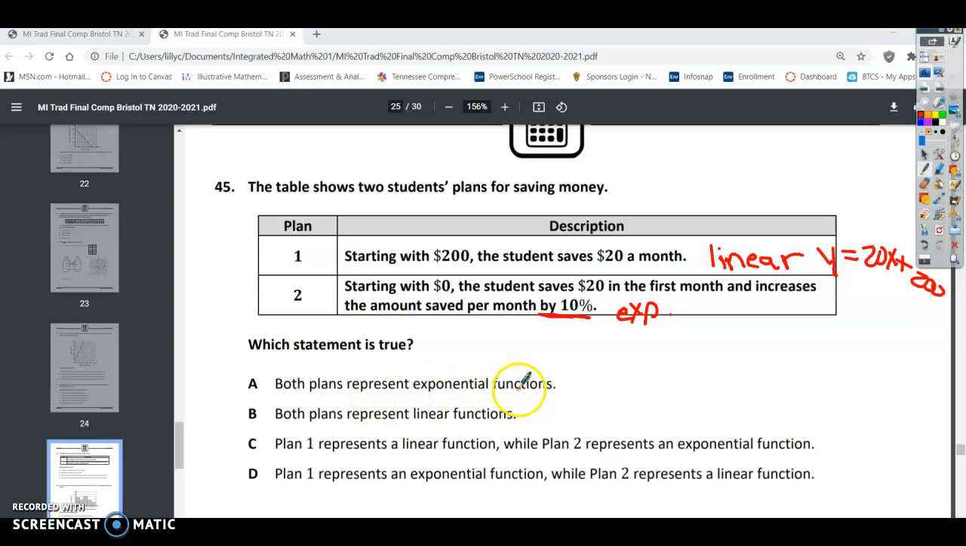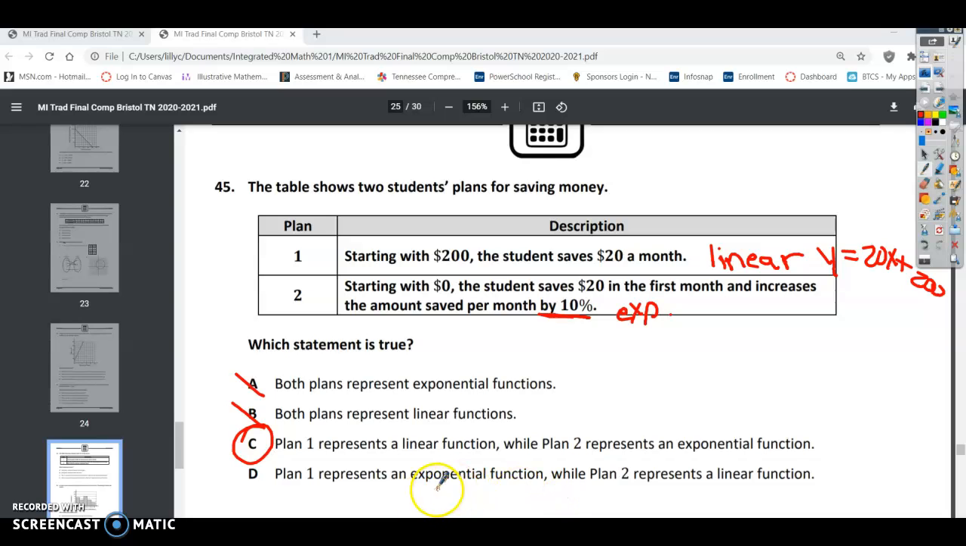Both plans represent exponential. No, we said that the first one is linear, and we think the second one would be exponential. So this one is not true either. They're not both exponential, and they're both not linear. Alright, so C says Plan 1 represents a linear function, while Plan 2 represents an exponential. Alright, so that would be correct.